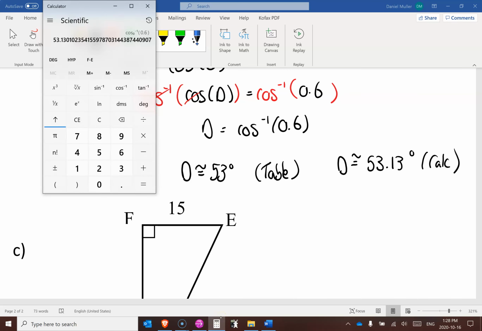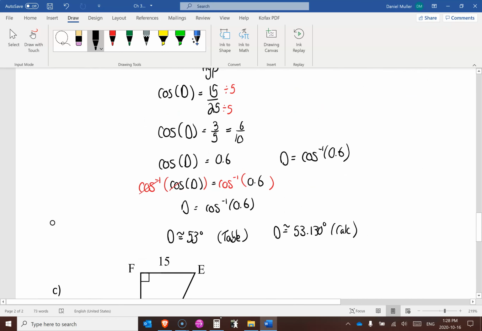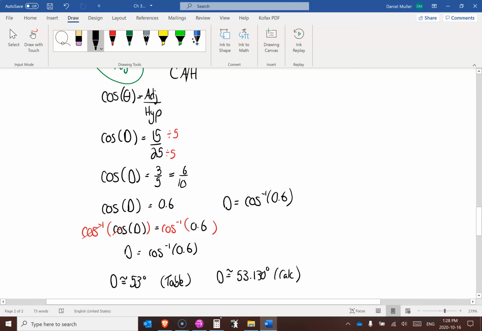53.130. Okay, so that is how you do this with a table and with a calculator.